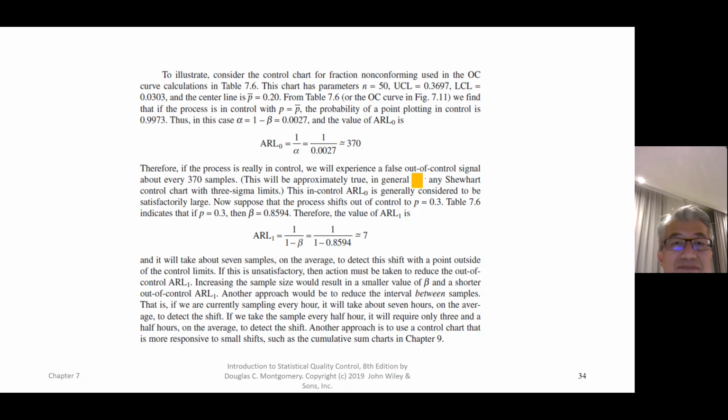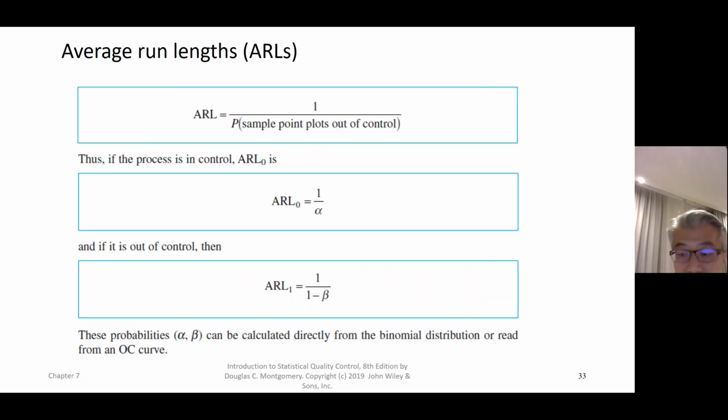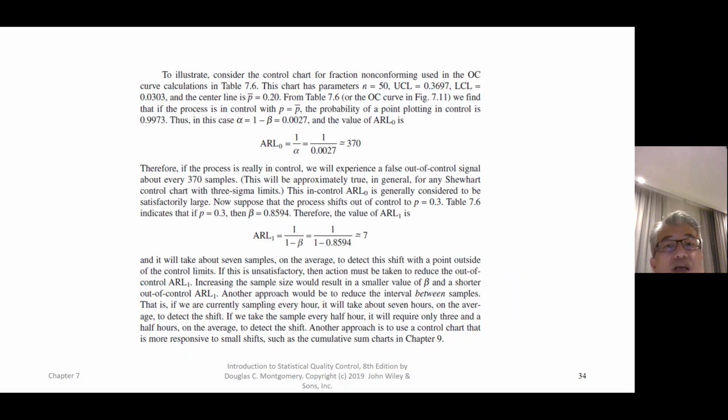So in that case the ARL0 is close to 370. Therefore, if the process is really in control, we will experience a false alarm every 370 samples. This approximately holds true in general for a Shewhart chart with 3 sigma limits. The in-control ARL is generally considered to be satisfactorily large.